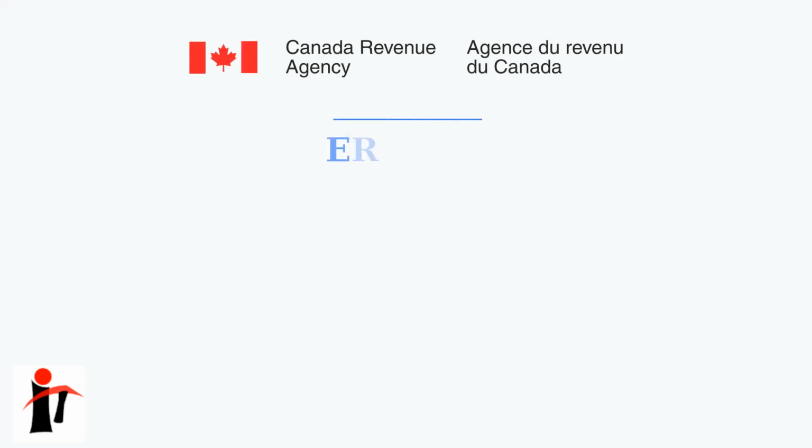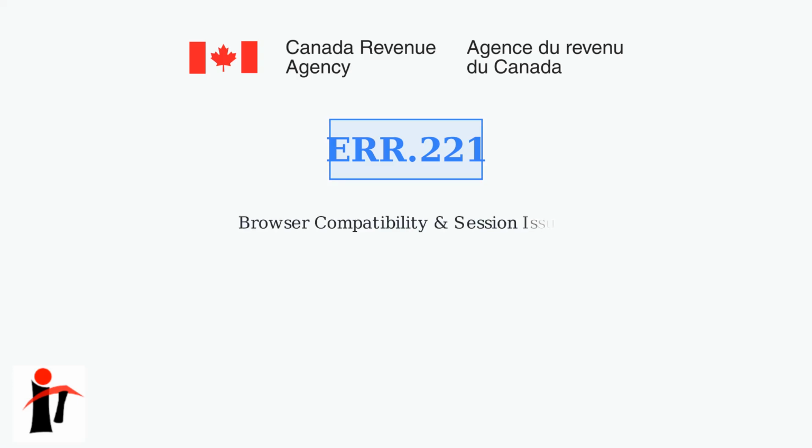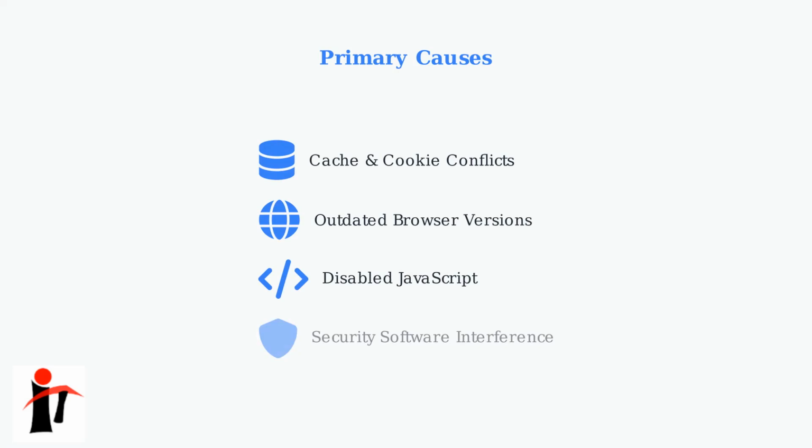CRA Error ERR.221 is a common technical issue that prevents users from accessing the Canada Revenue Agency's online portal services. This error typically indicates problems with browser compatibility or session management, preventing successful login or navigation within CRA's digital platforms.